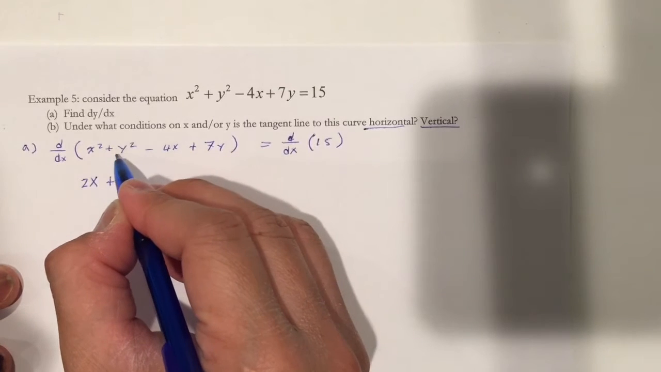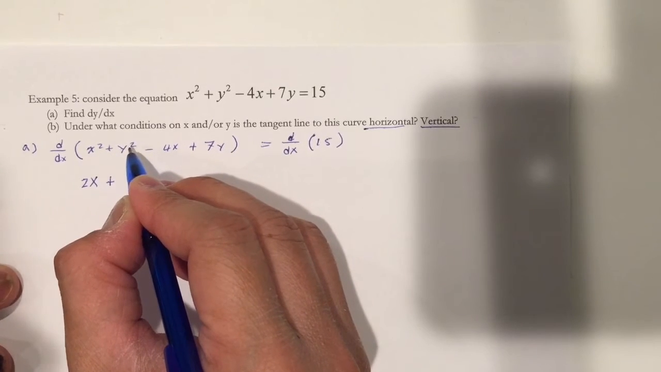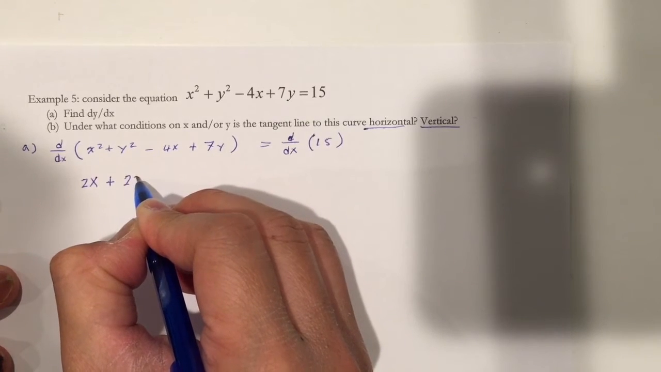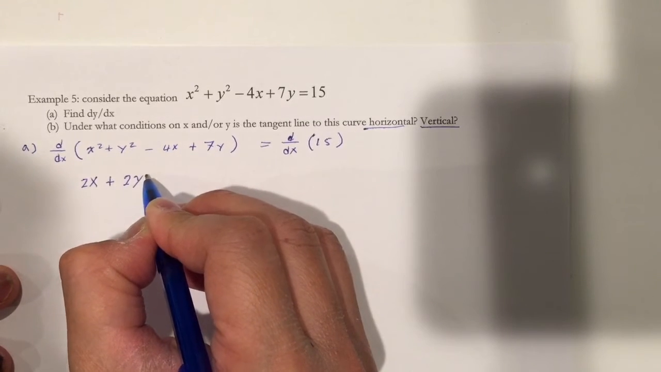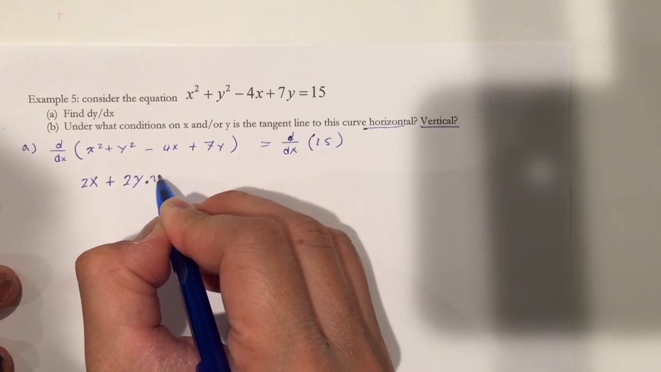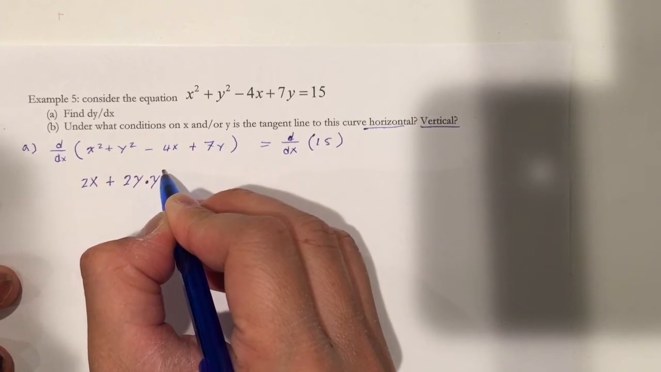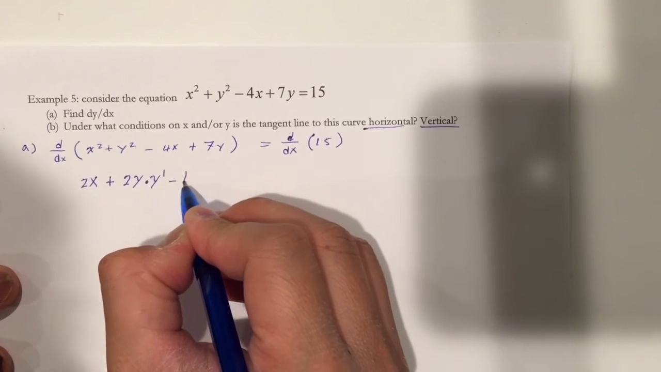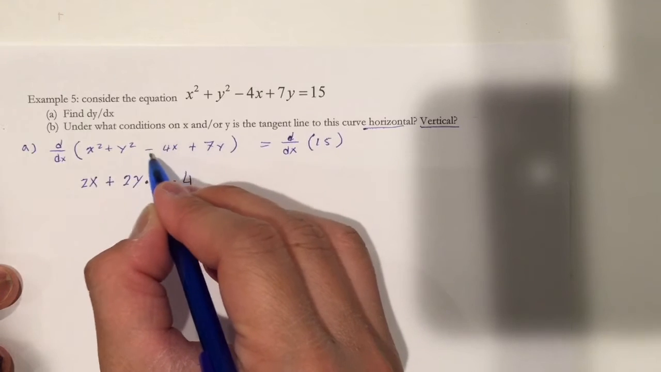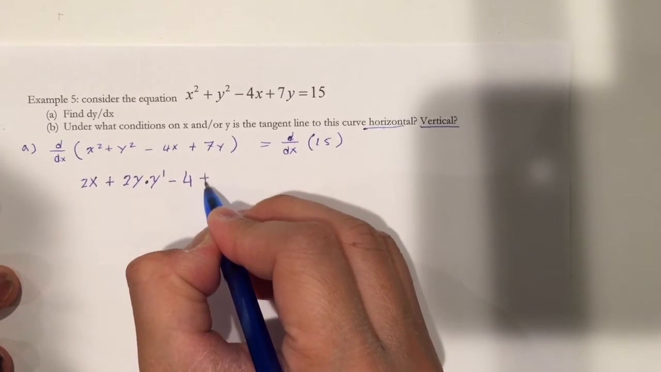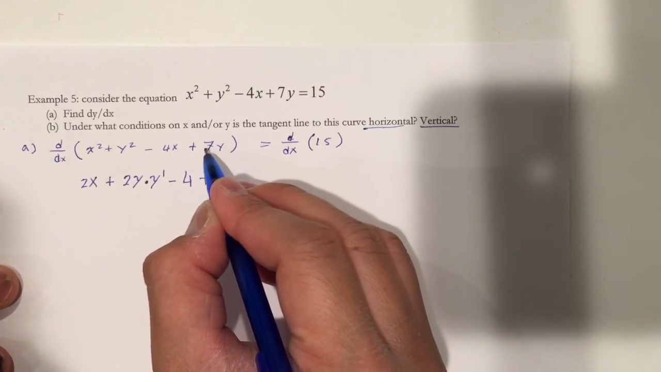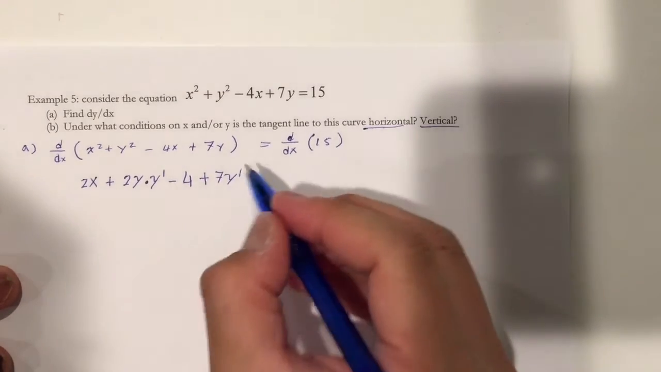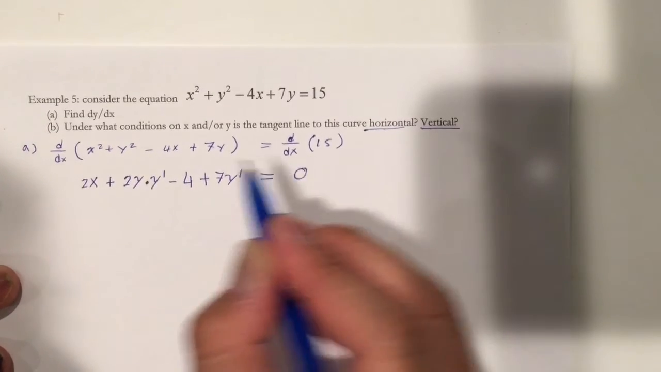The derivative of y squared, we have to use the chain rule for this. Bring down the 2, subtract the original power by 1, and then multiply that with the derivative of the inside, which is the derivative of y, and that's y prime, minus 4, the derivative of 4x is 4, plus the derivative of 7y is 7y prime, that's it. And then this one equals 0.